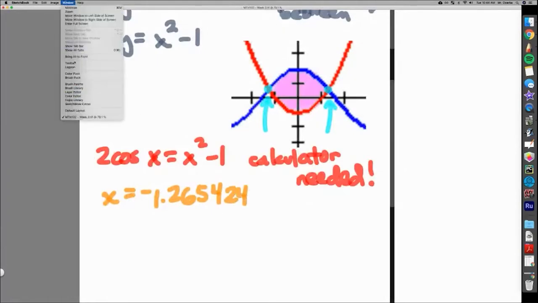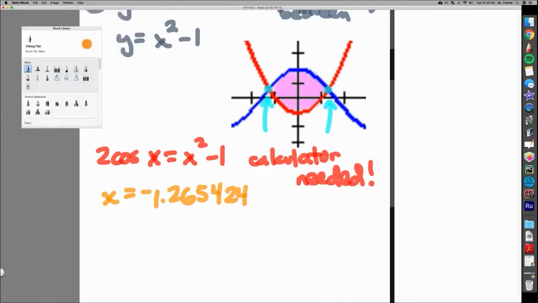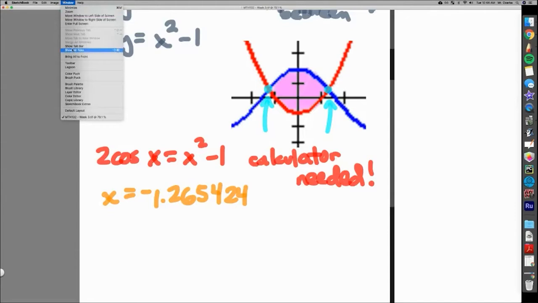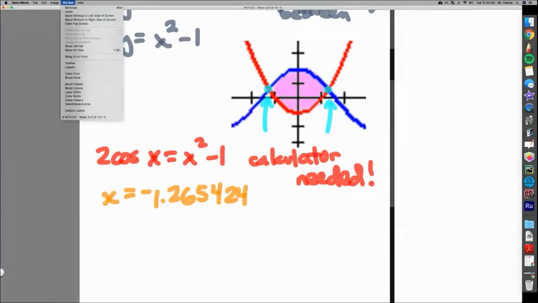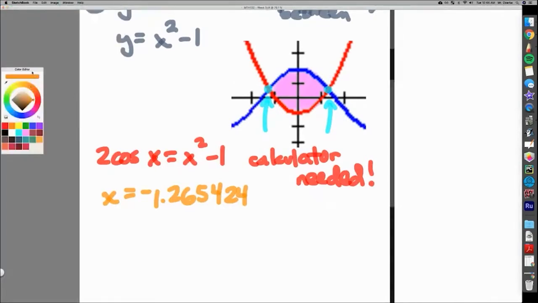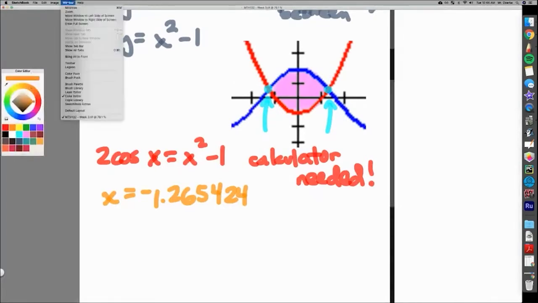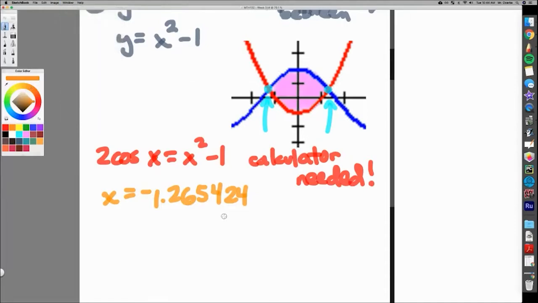Where did my stuff go? Hold on. Whatever. I'm not gonna be able to switch colors. There we go. All right, so that's the one intersection.